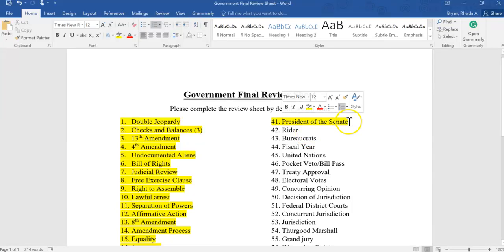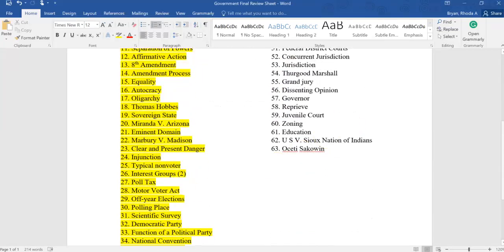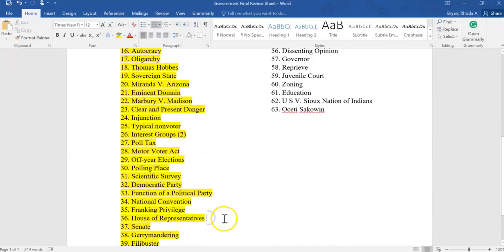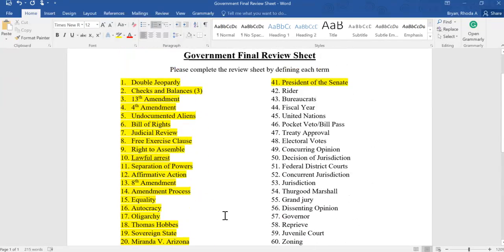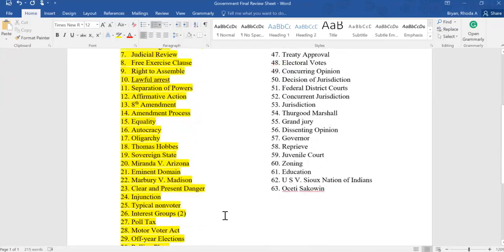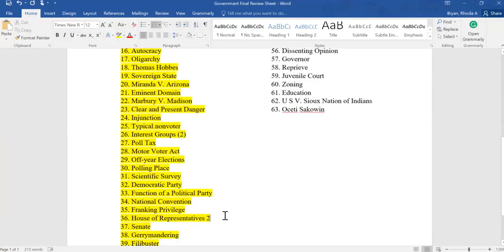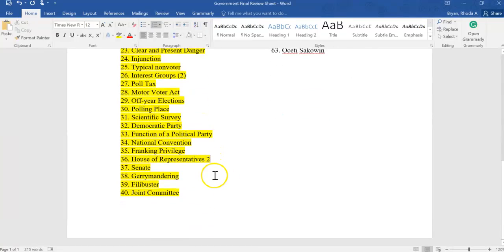Oh, this question is related to the House of Representatives. So there's another question. I should have a 2 behind that. Oh, I do now. Okay, so the House of Representatives, you should know how many members, but you also should know who the presiding officer of the House of Representatives is, which is the Speaker of the House.